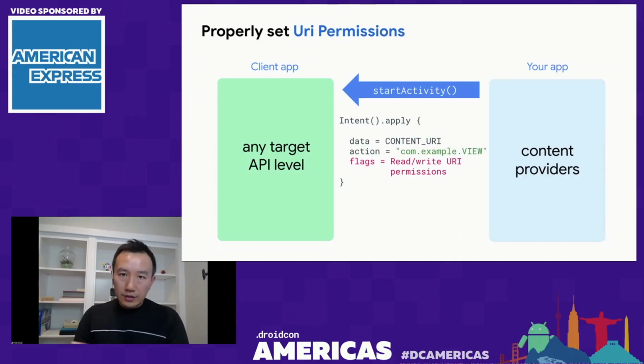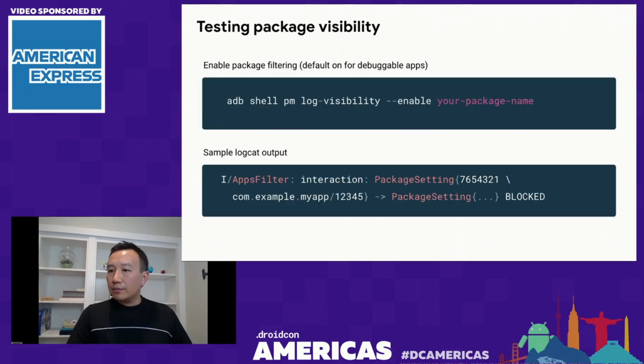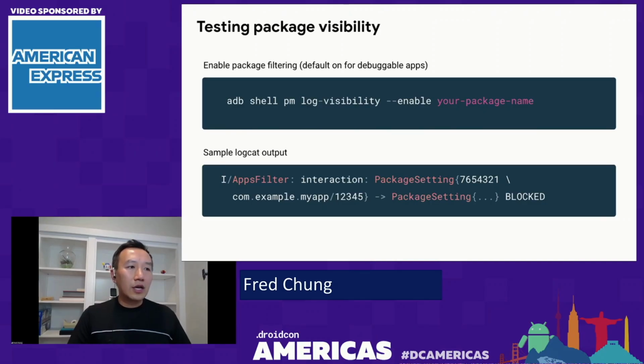And regardless of Android 11, this is a good software development practice to lock down your data to specific applications that are intended to consume your data. To help you test out package visibility features, there's one ADB command that you can use. You can specify your own package name. Upon testing, you can check the logcat output to verify the result.